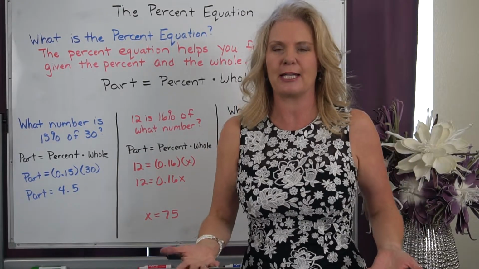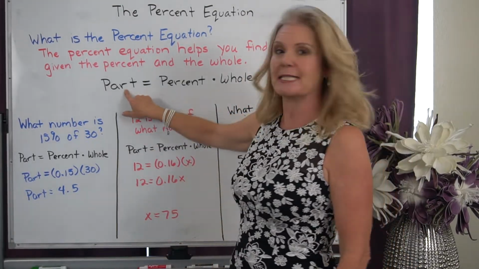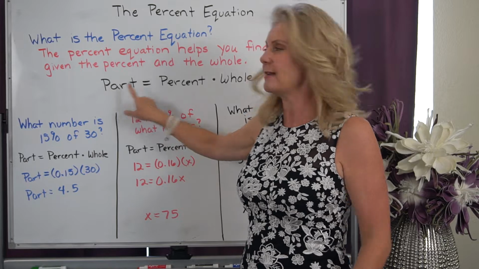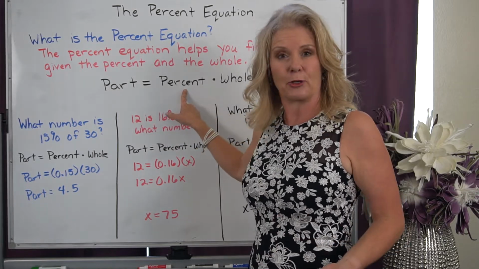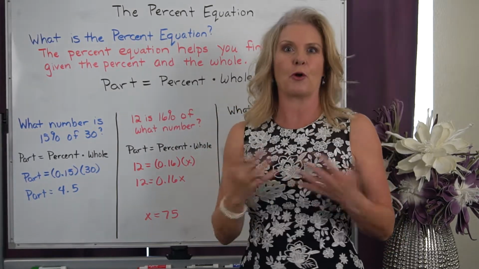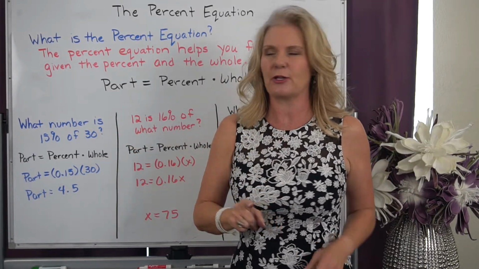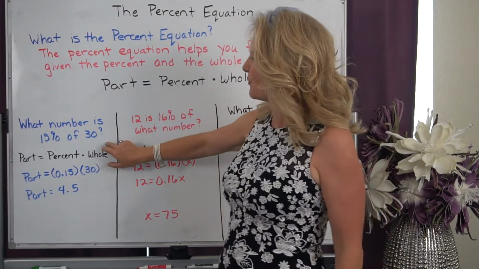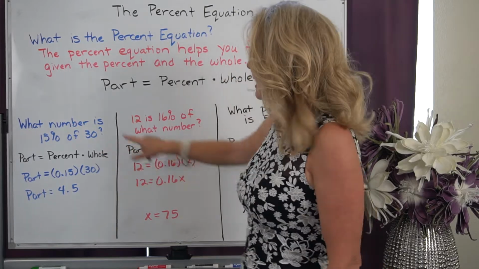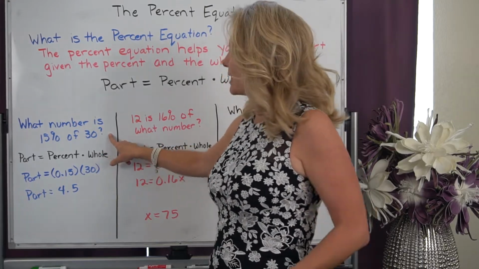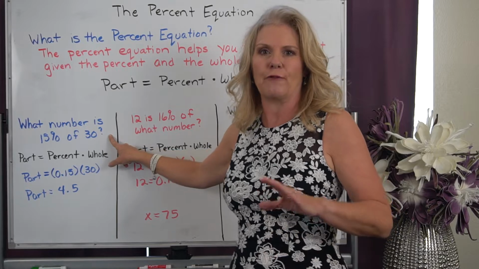That is the equation. Sometimes we might be missing our part and we'll solve for that. Sometimes we'll be missing our percent, and sometimes we're going to miss our whole. But with that single equation, we can solve for any one of those pieces. So let's start with finding a part. If we have a question that says, what number is 15% of 30?